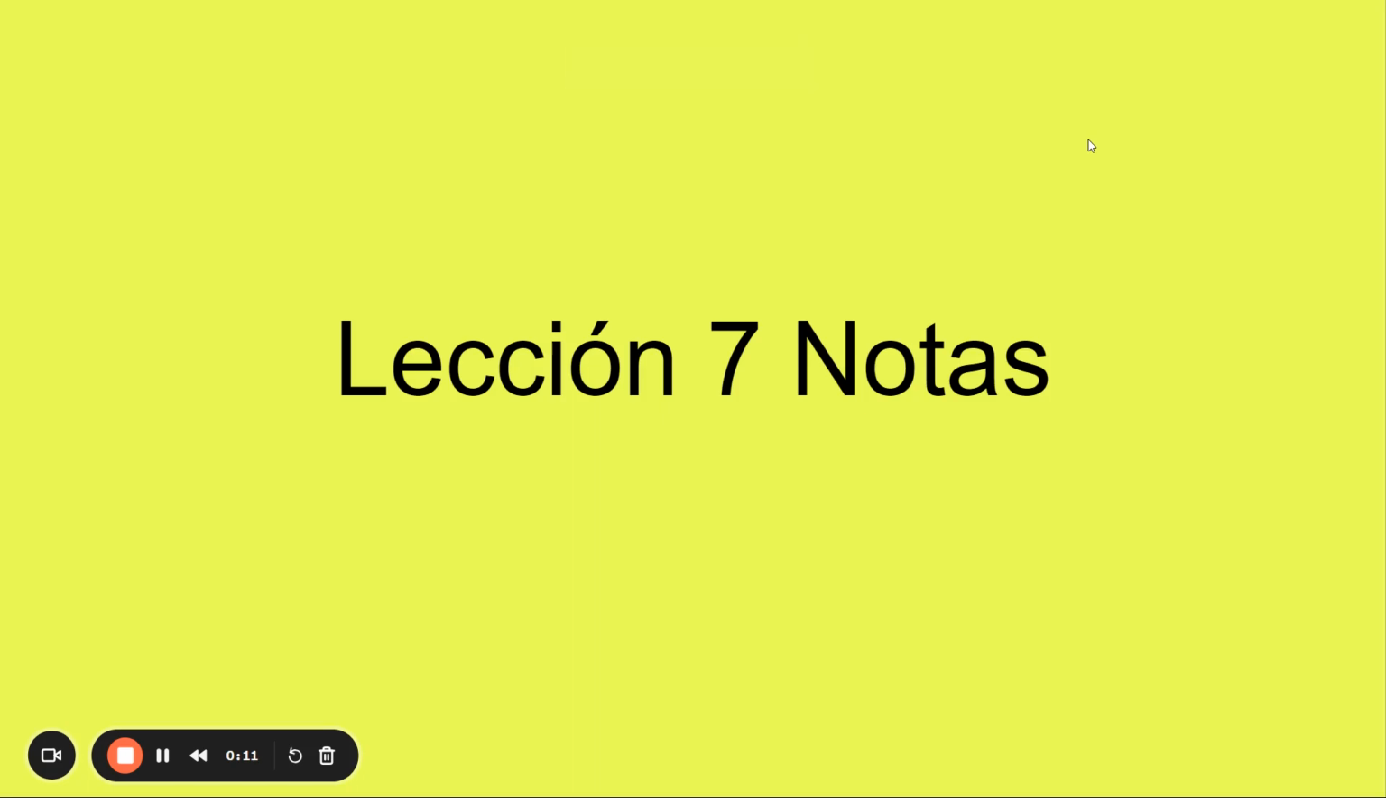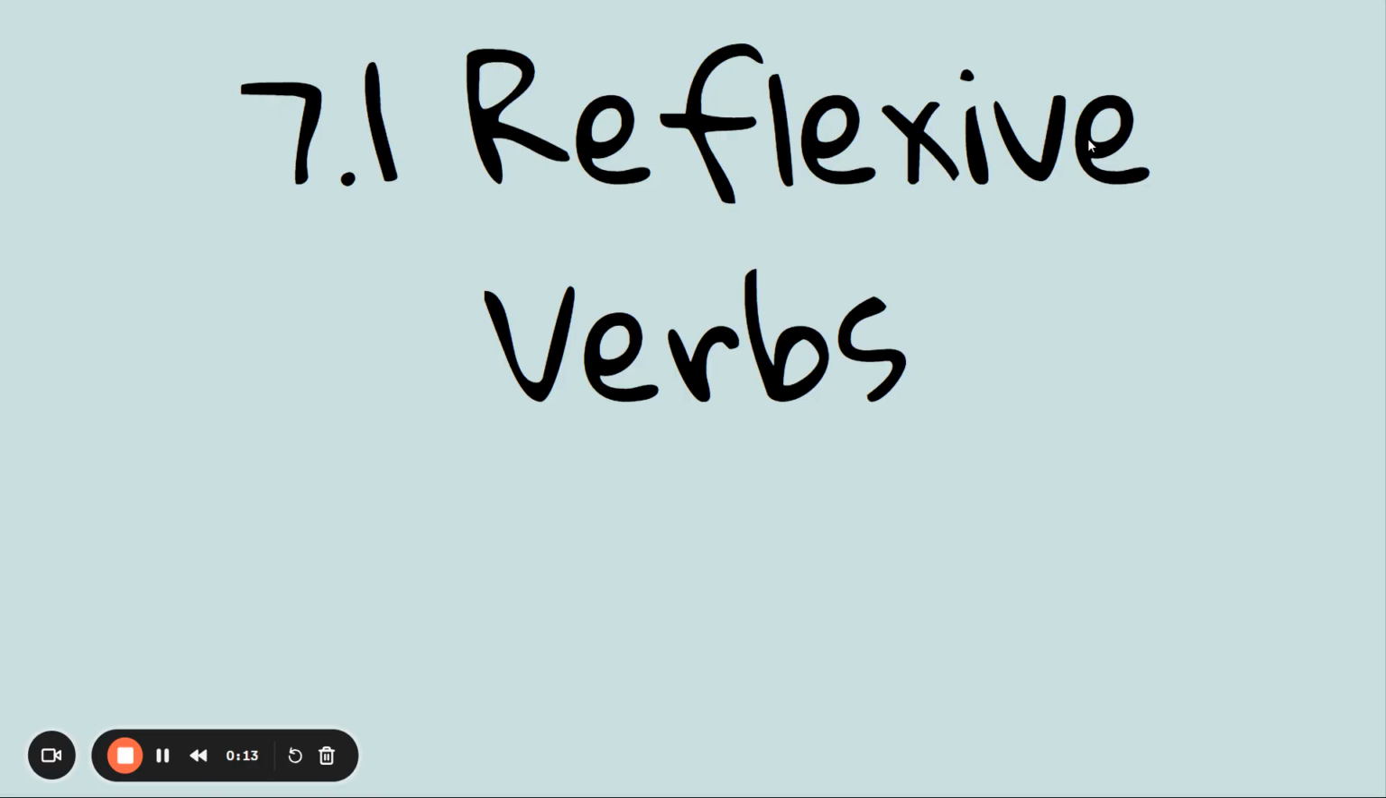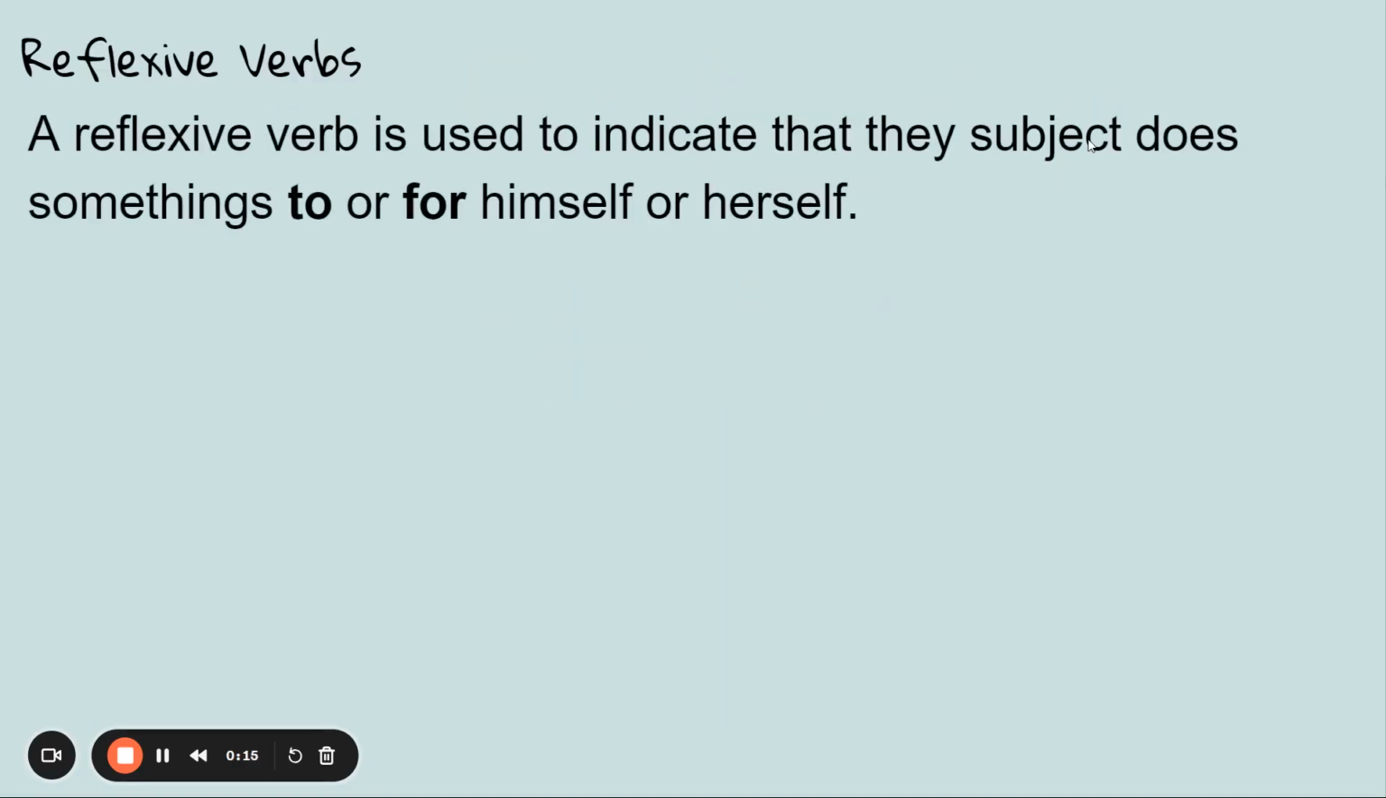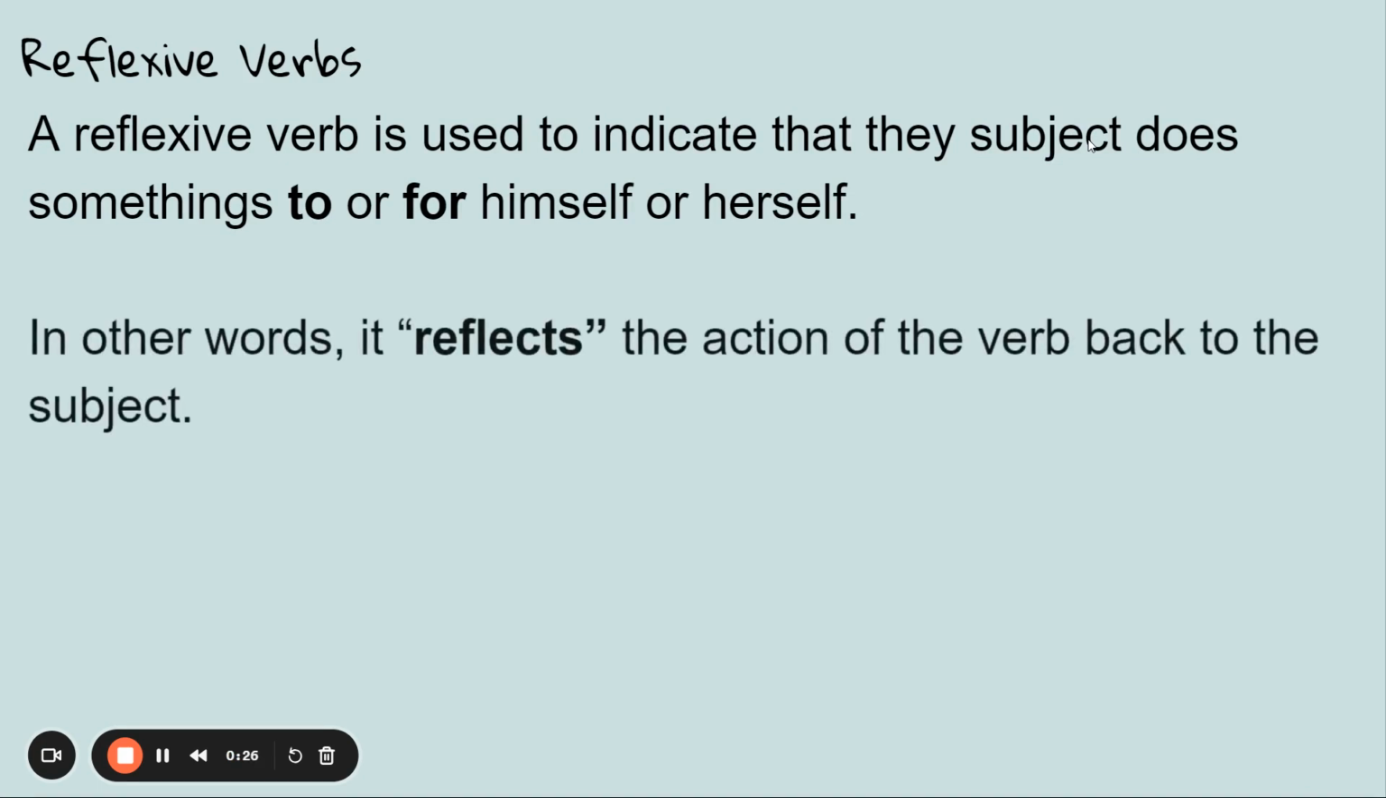Lección 7, Notas. Reflexive verbs. Reflexive verbs are used to indicate that the subject does some things to or for oneself. It's like looking at a mirror and you can see that you're doing that thing to yourself. It reflects the actions back to yourself. So I wash my own face.